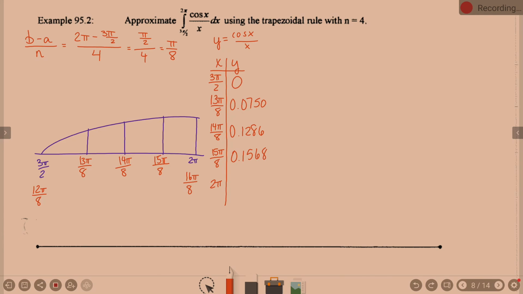And if you put 2 pi in, mine's not letting me because it's at the end. It's the boundary. If you think about it, cosine at 2 pi is 1, and so it's going to be whatever 1 divided by 2 pi is. 0.1592. Okay. This is taking longer than I thought it would.